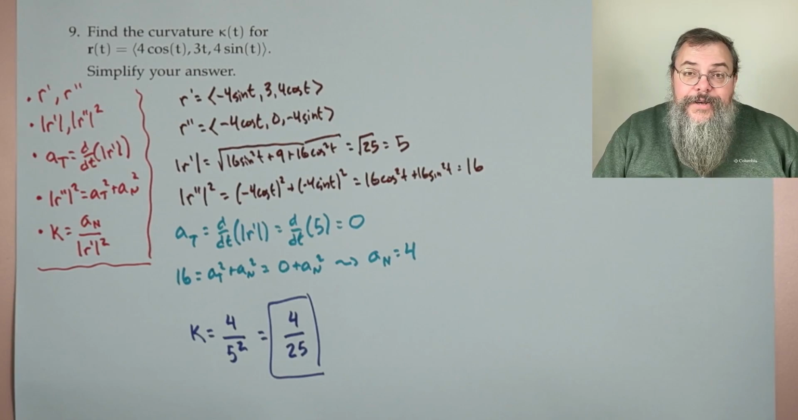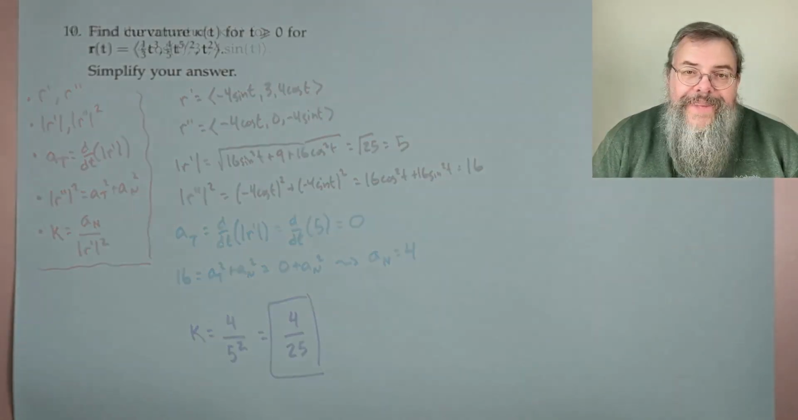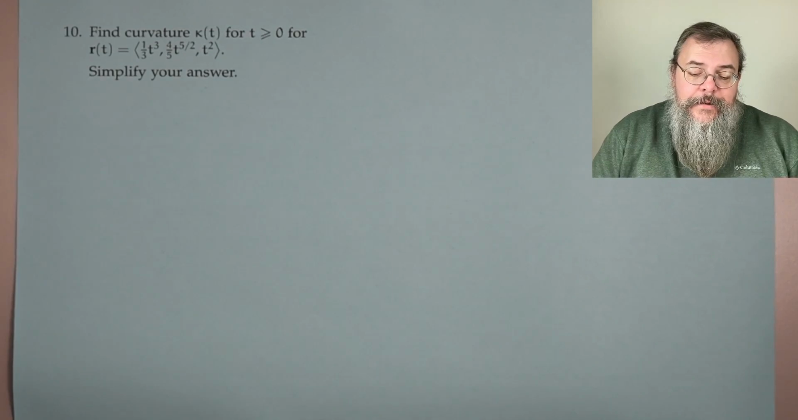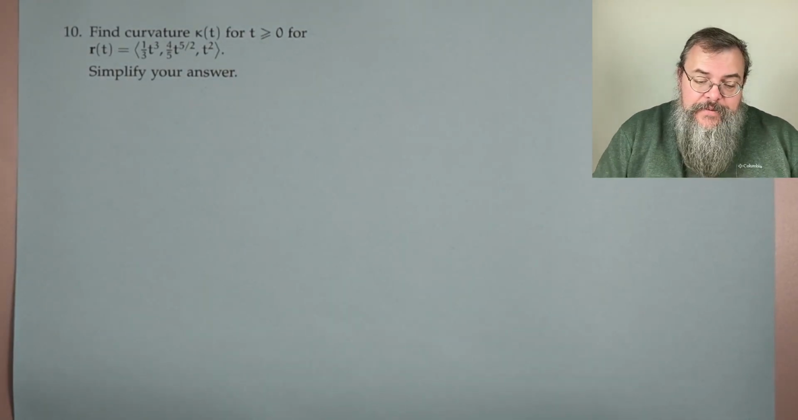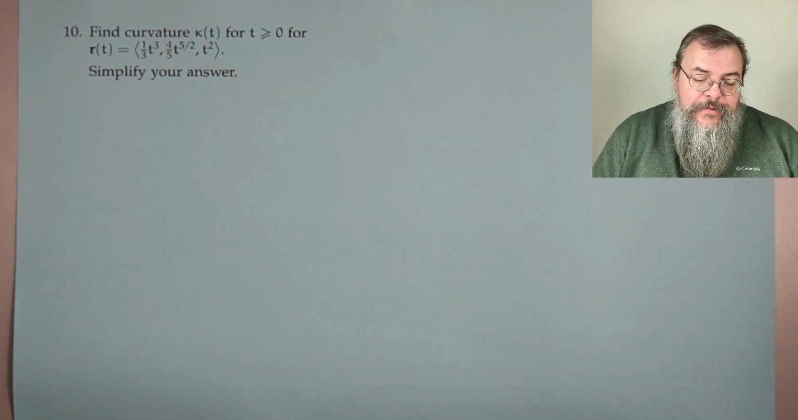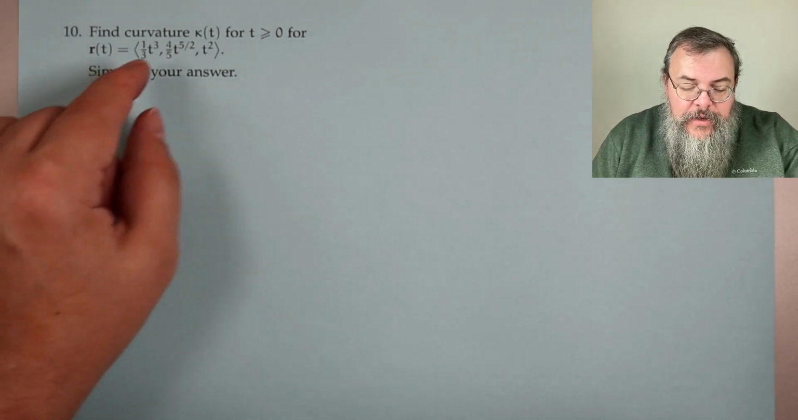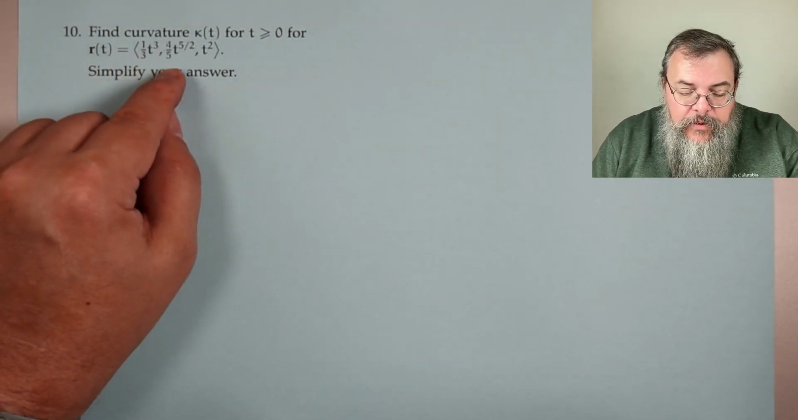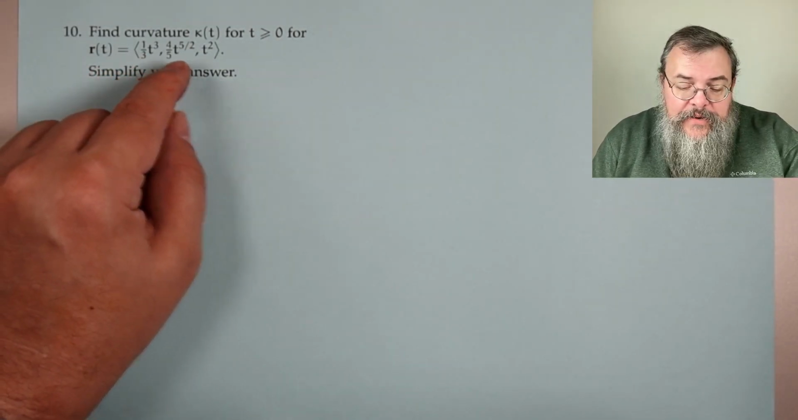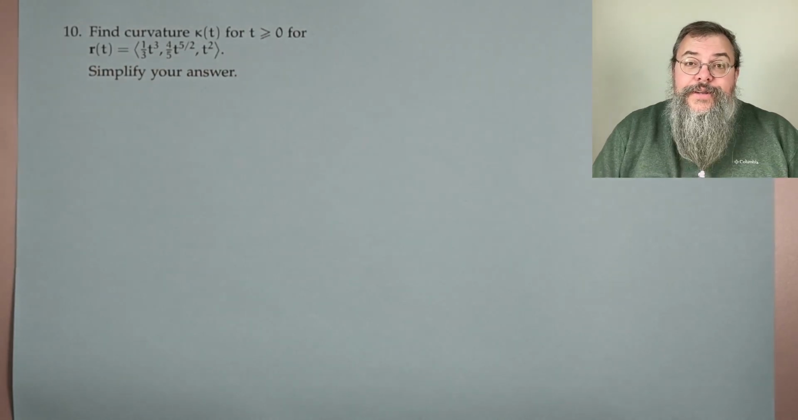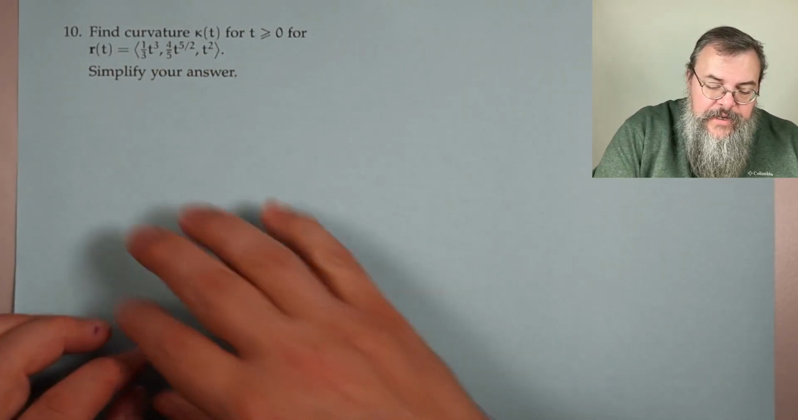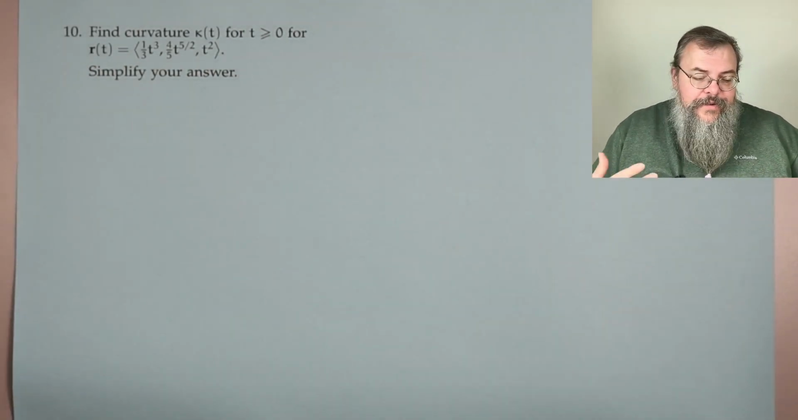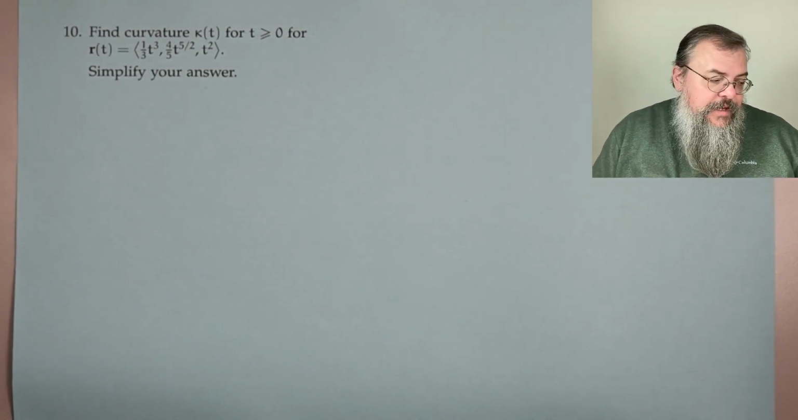All right, good, good. Find curvature, kappa of t, for t greater than or equal to 0 for the curve r of t, 1/3 t cubed, 4/5 t to the 5 halves, t squared. Simplify your answer. And lots of space. So who knows, maybe we'll need it, maybe not.